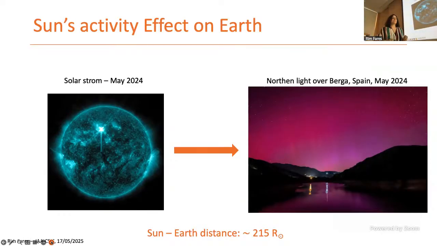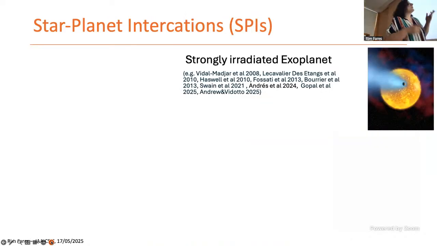So again, to do the parallel with the solar system, last year, this is a picture from Spain. We had a solar storm in May 2024, and a few days later, we had these amazing aurora that were visible, I guess, all across Europe, even to Sicily, but they were visible also in Spain. Again, this is at 215 solar radii, but those exoplanets are at sometimes 8 or 10 stellar radii from their stars. So what kind of star-planet interactions do we have?